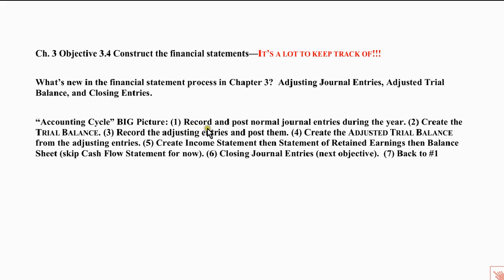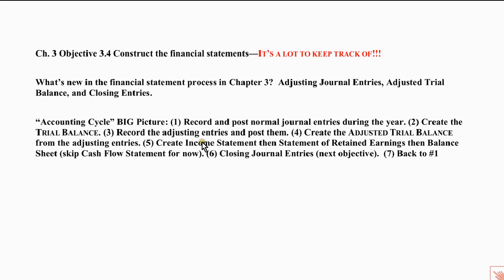So what we did first was record and then post, put in the ledger, normal journal entries during the year. Somebody paid cash for something, or we paid cash, or had some transaction with an outside party. Those are normal journal entries. We created the trial balance, which we did before in chapter 2. But now what we're going to do is record adjusting entries and post them, and then create the adjusted trial balance. And after we have the adjusted trial balance, the only thing that isn't trued up or ready for the balance sheet is retained earnings still.